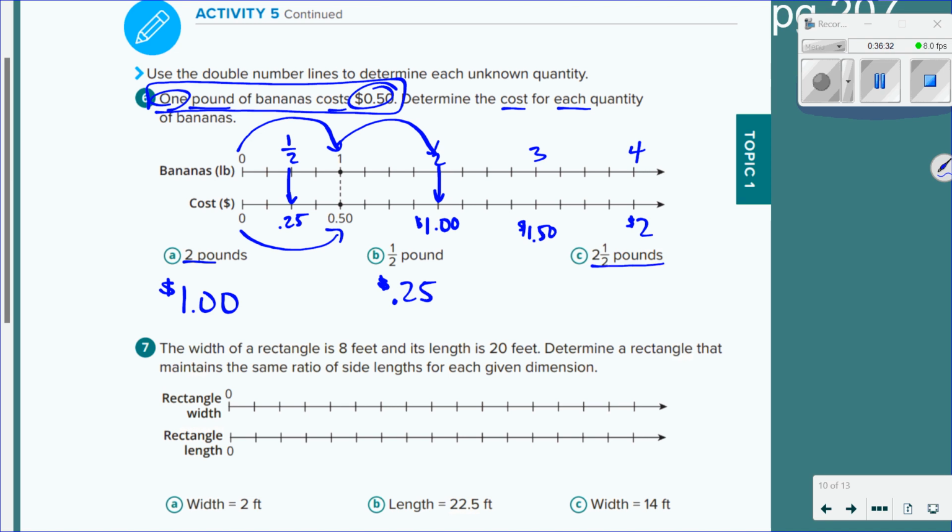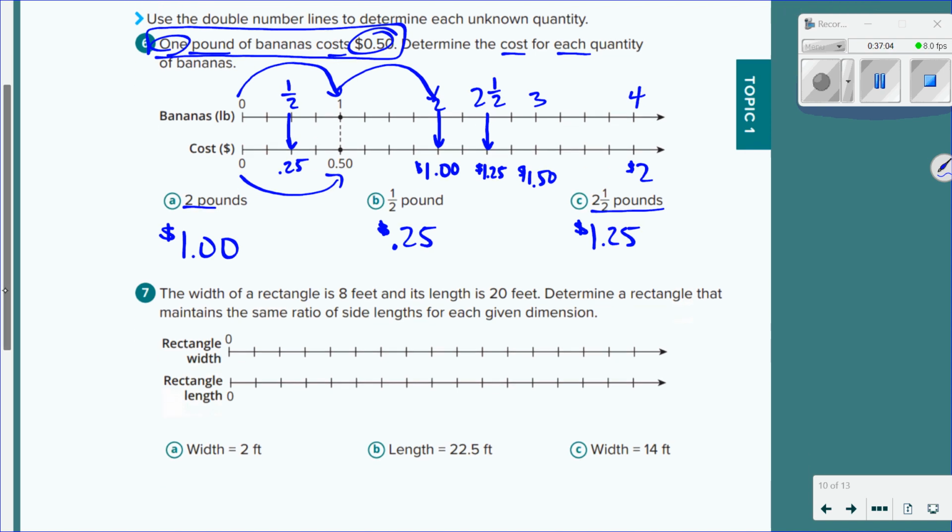Okay? Same thing here. If I go halfway between at 2.5 pounds, I'm going to go straight down. So here would be 2.5. What would be halfway between $1 and $1.50? $1.25. So this is one of those areas where a double number line can actually do really well for you, those intervals in between your direct relationship. Because I can very easily visualize exactly what's happening and figure out what to do to the other number.